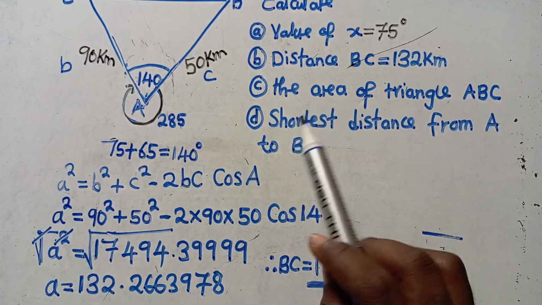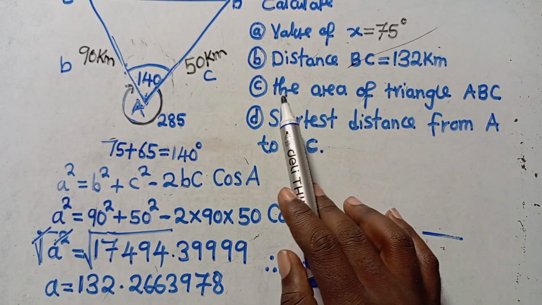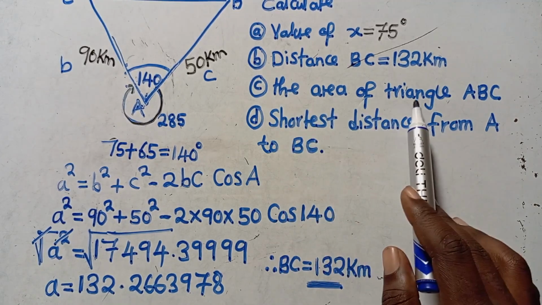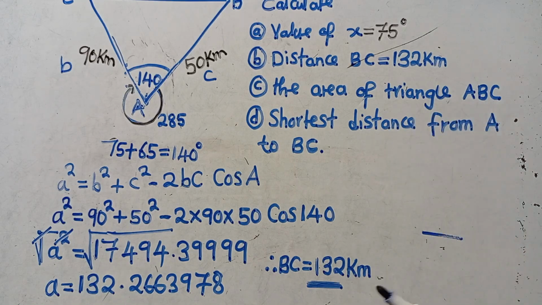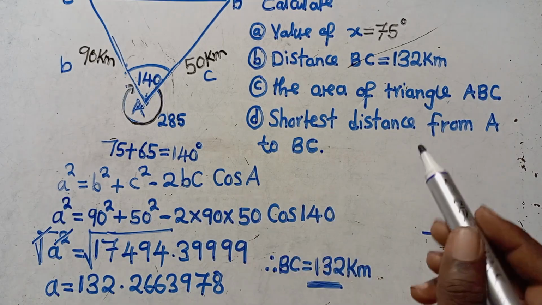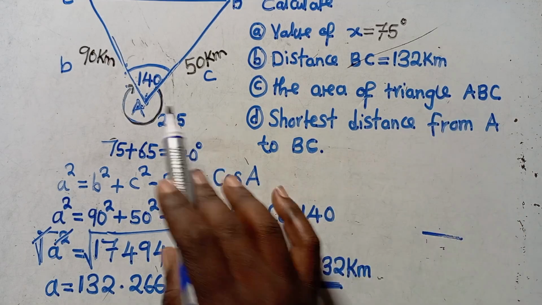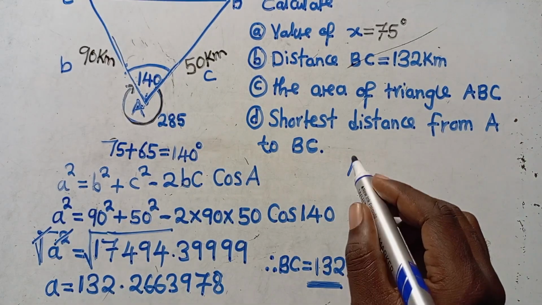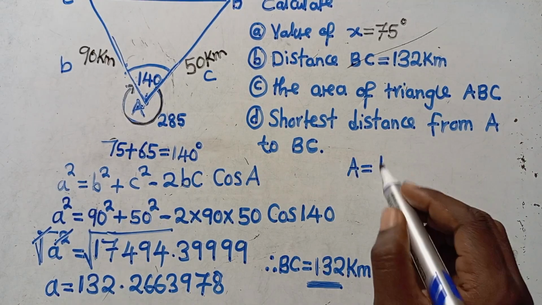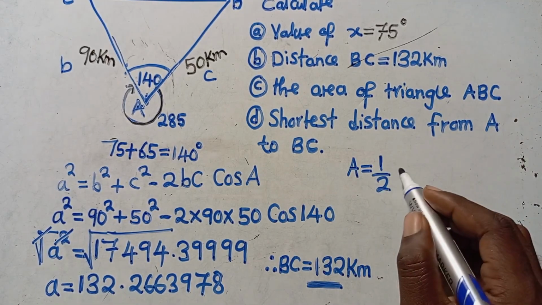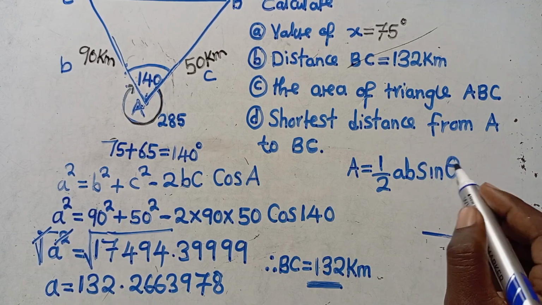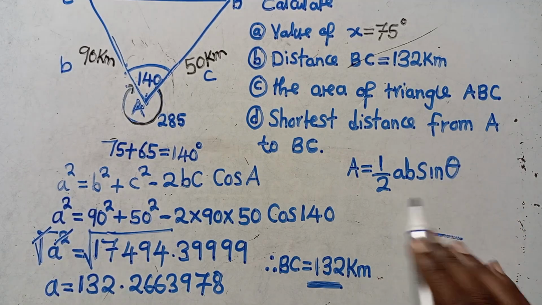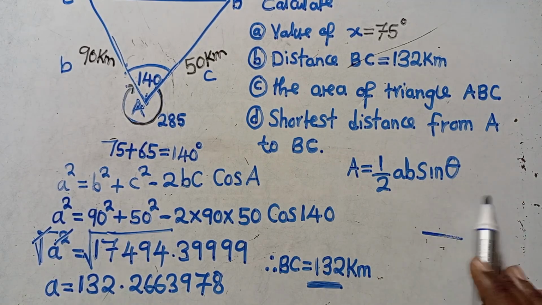Then I move to C. This is C, where I'm told to find the area of triangle ABC. How then do we find the area of triangle ABC? For us to find the area of triangle ABC, the formula we say area is equal to half, like this. Then I say AB, then say sine theta. This is a particular formula I need to know.